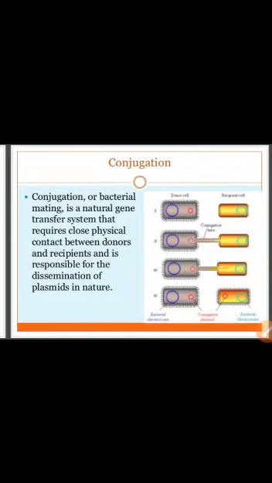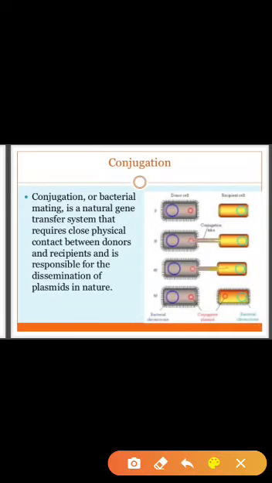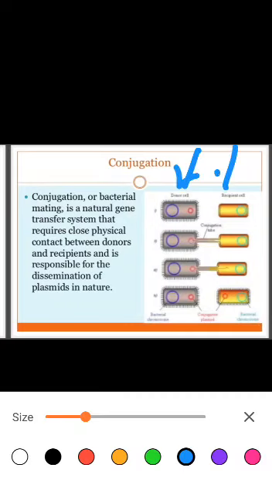What is conjugation? Conjugation is bacterial mating in which a natural gene transfer system requires close physical contact between donor and recipient. In this, there are two cells. One is a donor cell and the other is a recipient cell. And between these two cells, there is a formation of a conjugation tube.